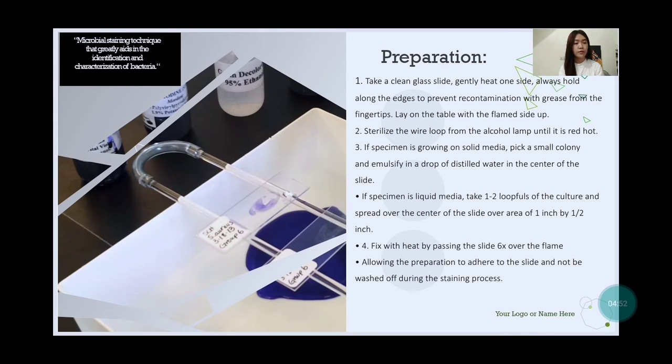Next, fix with heat by passing the slide 6 times over the flame. It will allow the preparation to adhere to the slide and not be washed off during the staining process. And lastly, stain the preparation with the desired staining method.